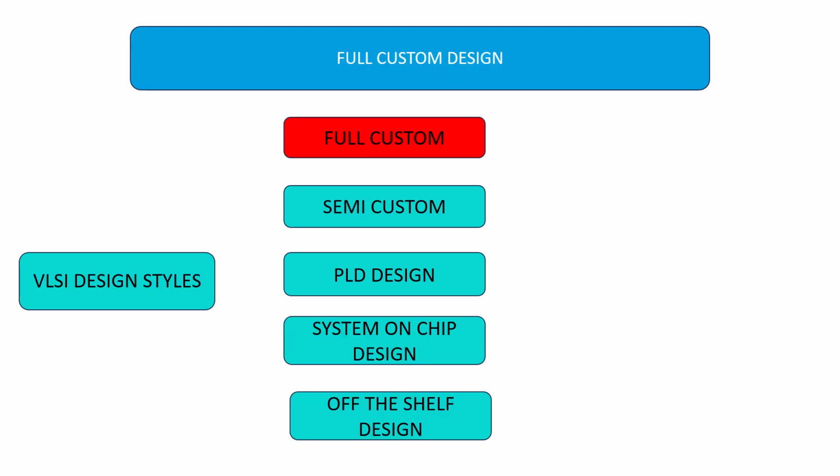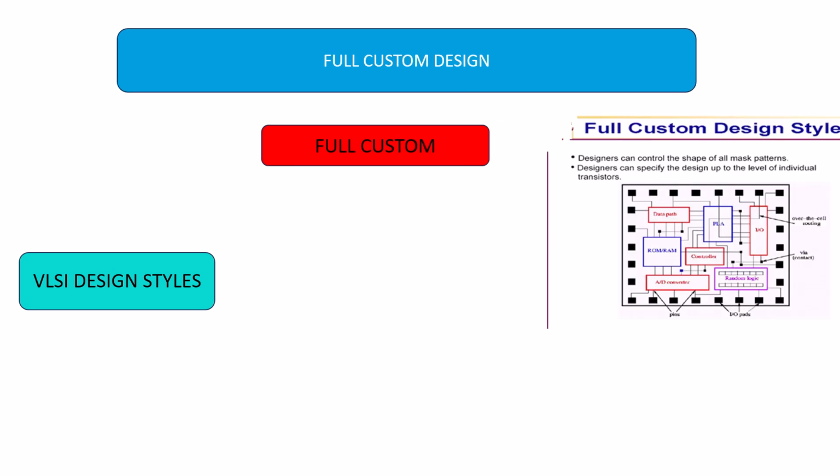The different processes which are involved in the physical design are floor planning, placement, routing, etc. In the full custom design, everything is decided by the designer, starting from the floor planning up to the routing. As we can see here, in the full custom, the designers can control even the shapes of all the mask patterns and they can specify the design.